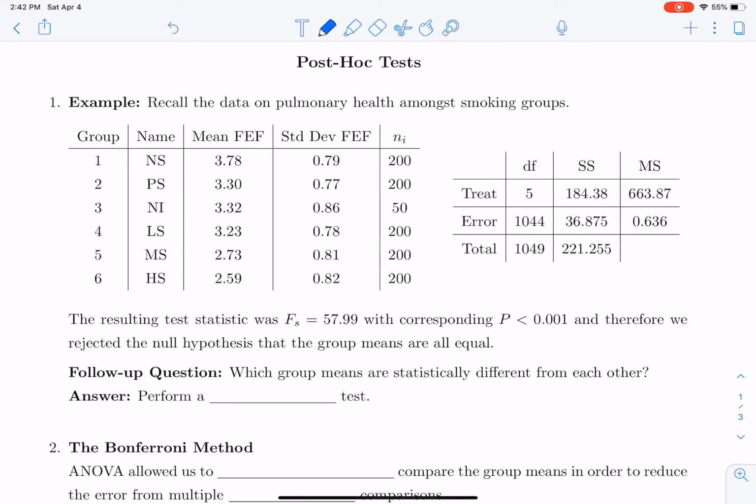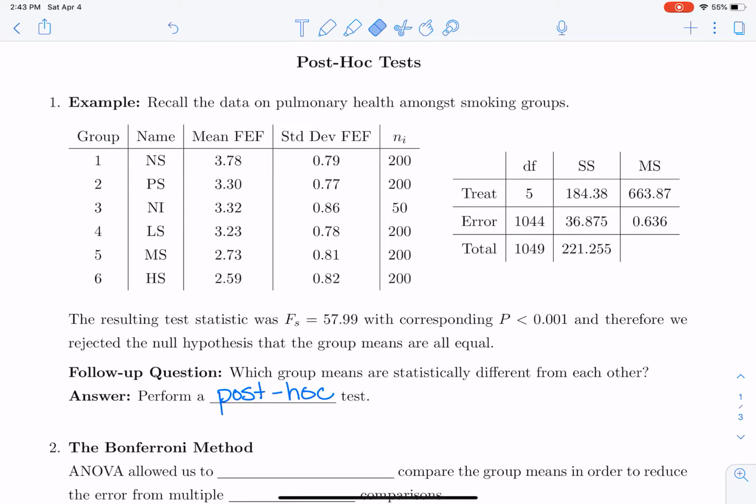We have the mean, for example, of the non-smoking group, which is 3.78. Is that statistically different than the mean from the passive smoking group, which was 3.3? Are either of those means statistically different from the heavy smoking group, which was 2.59? The answer to how to figure that out is to perform what is called a post hoc test. This is a test that you perform after having done the test for ANOVA.